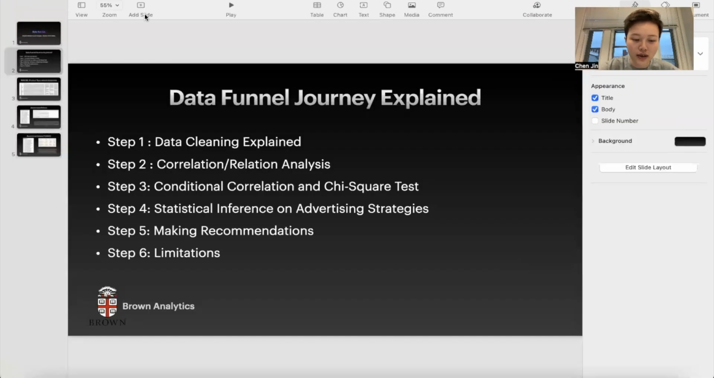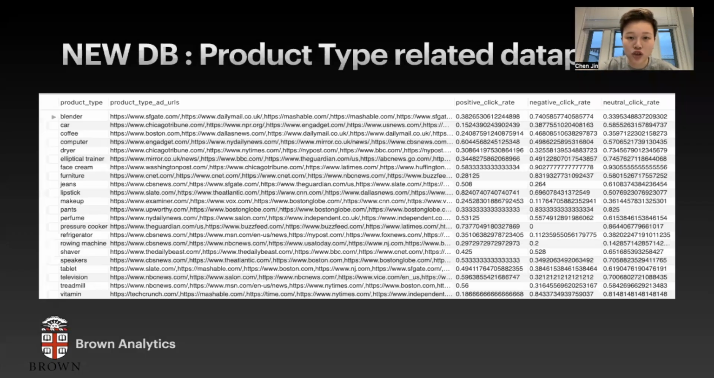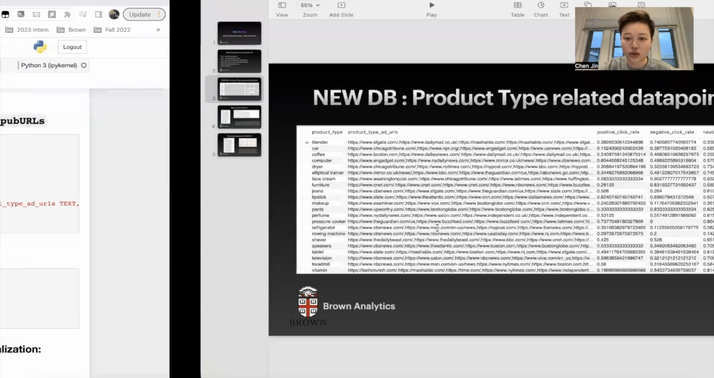Brown Analytics actually did add a new data frame to our database, and this is the table that we did. Basically, we have all the product types, and within all the product types, we have this mapping of the URLs that are mapped to, say, blender or car or coffee, and then we also have the positive, negative, and neutral sentiments of advertisements and their corresponding click rates on this database. So this is something that's new, and we want to show you this is progress.